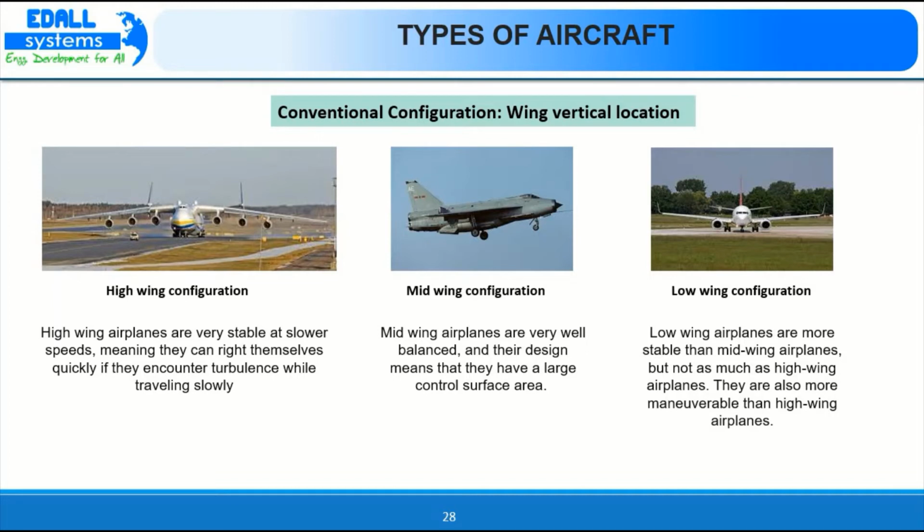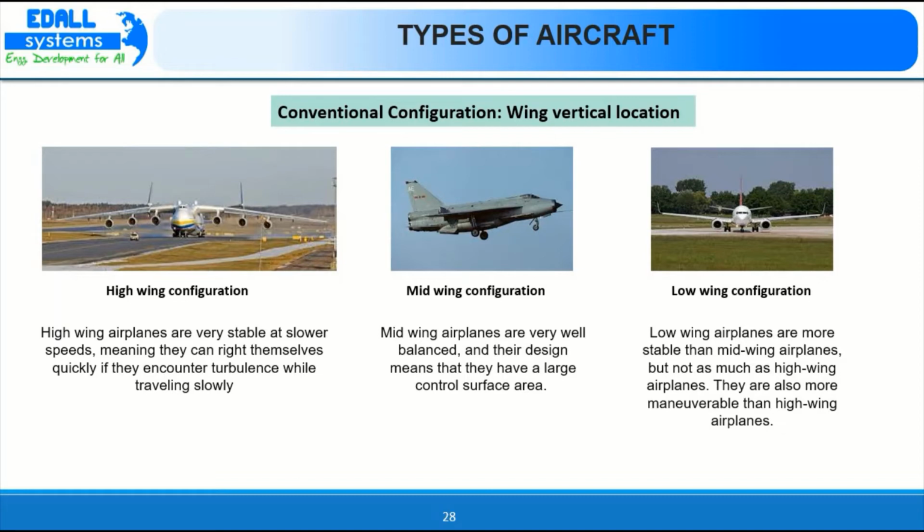High wing airplanes are very stable at slower speeds, meaning that they can right themselves quickly if they encounter turbulence while traveling slowly. This kind of aircraft travels slow but is very useful in cargo transport. Heavy duty cargo transport aircraft generally have this high wing configuration because they are very stable at slower speeds.